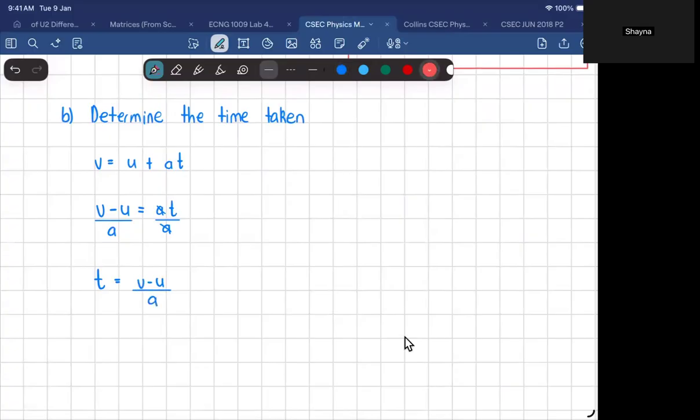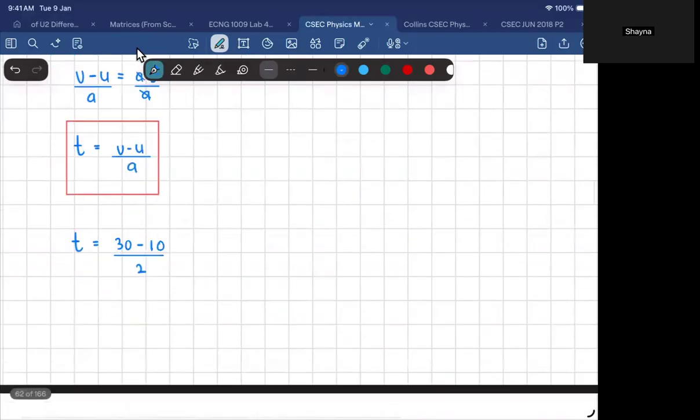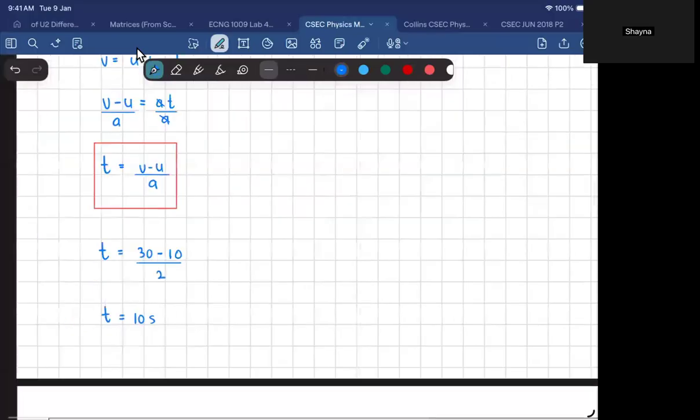Right, so that's the formula we're going to use. V was 30, U was 10, and A was 2. So we are going to get 20 over 2, which is 10. Yes, sir. 10 seconds. Nice.